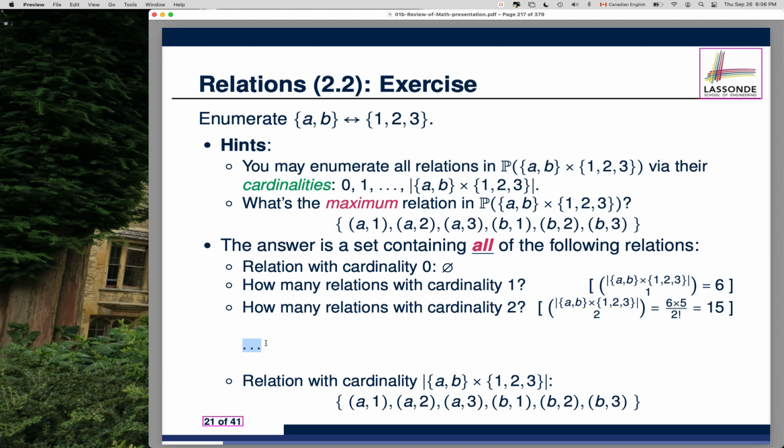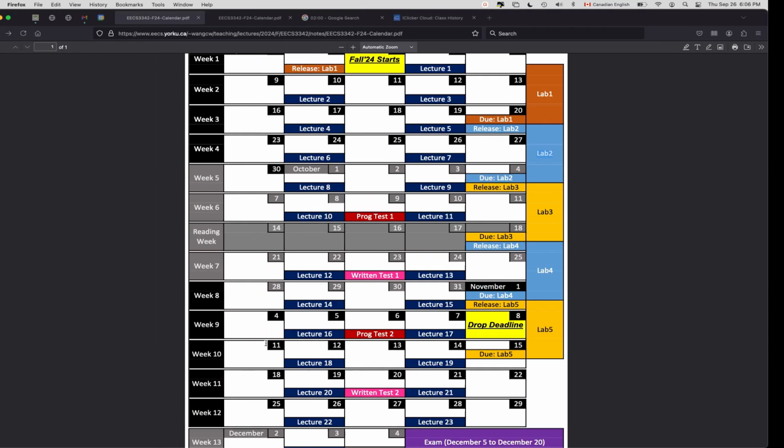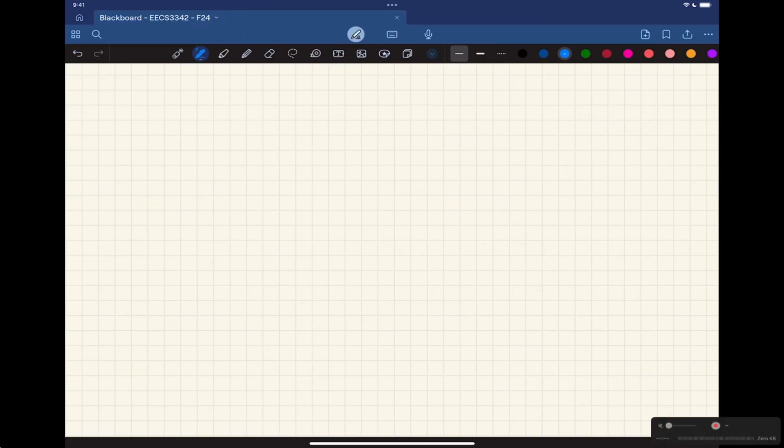I do have a good example here to assign as an exercise for you. I will do that, and then do some simple relational operations. 10 minutes, and then we'll take a break. So this will be an exercise for you to try to enumerate relations.